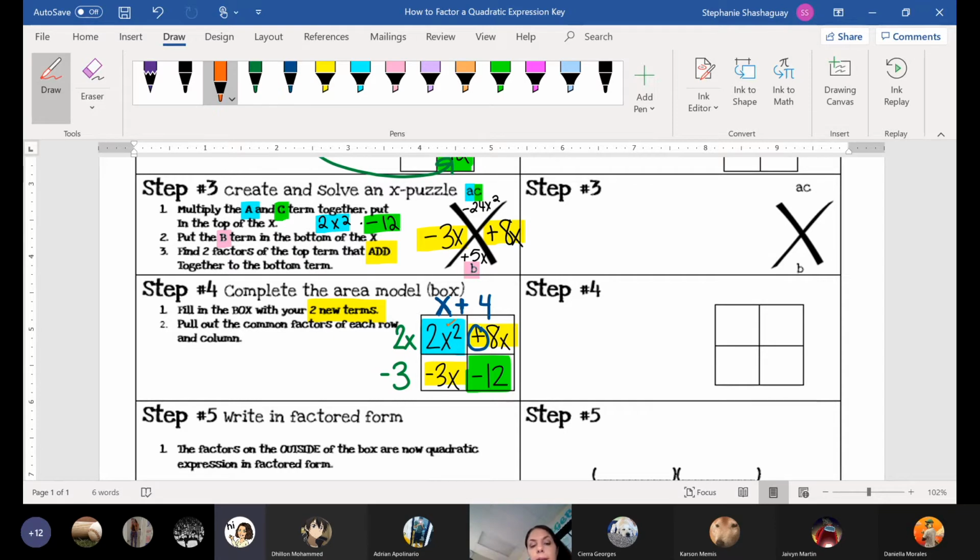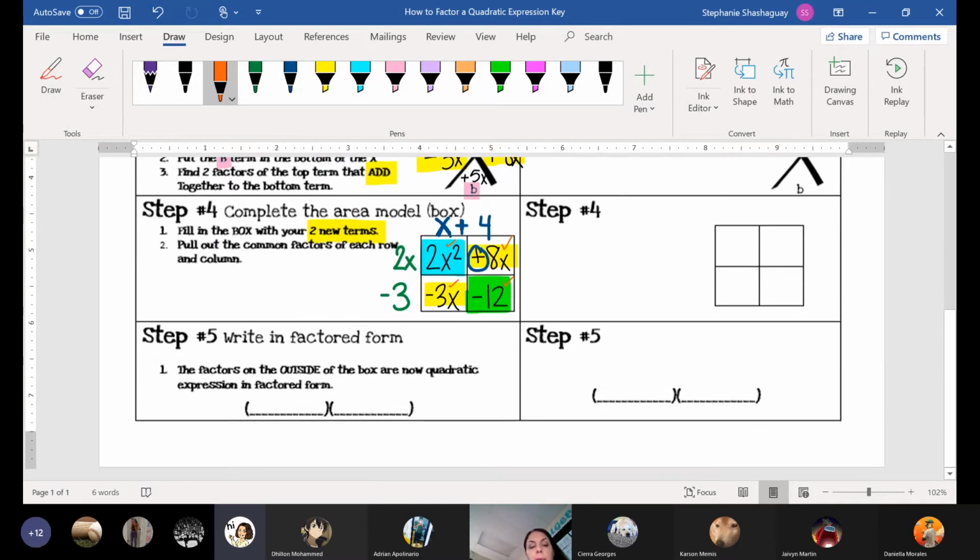Does negative 3 times x equal negative 3x? Yes. Does 2x times 4 equal a positive 8x? Yes. And does negative 3 times positive 4 equal a negative 12? Yes.